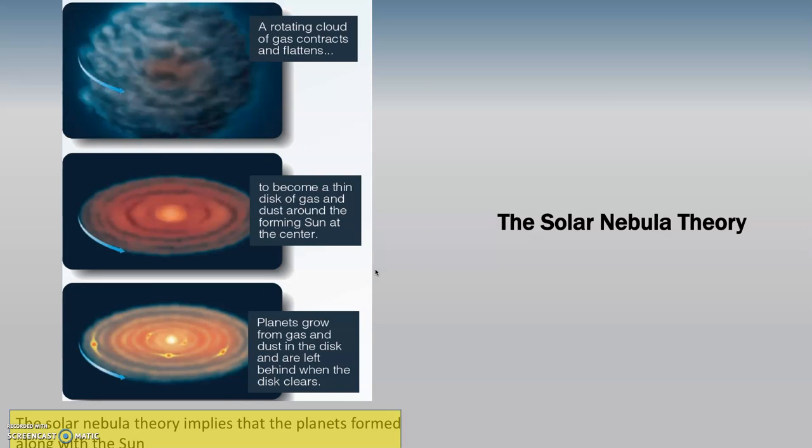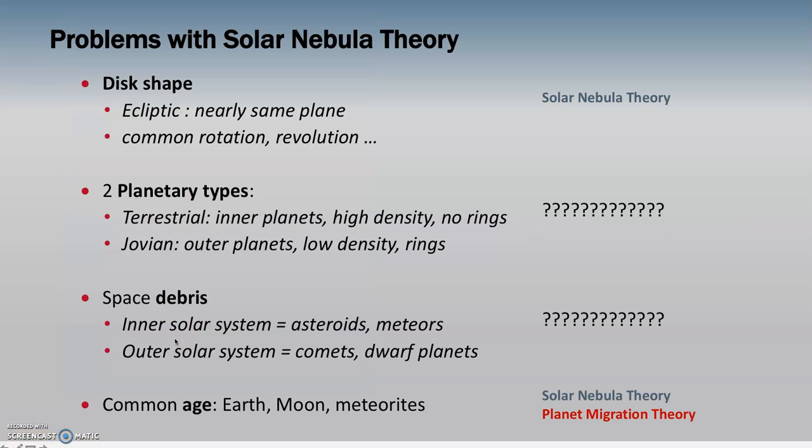Like I said, the solar nebula theory talks about the fact that the planets formed along with the sun, and that the planets grow from the gas and the dust in the disk, and they're left behind when the protoplanetary disk clears from the solar wind from this sun that has now become luminous. Remember, there's really no luminous sun here. It takes billions of years for the sun to light up.